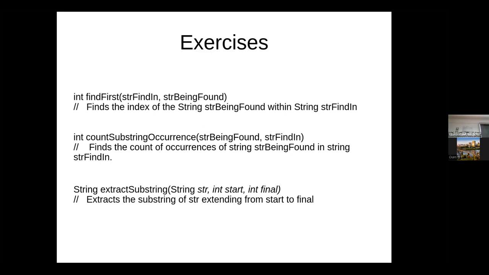This one extracts the substring from this string here, that starts at this index and ends at that index. Okay? Now, what I'd like you to do is to try to create a plausible specification for each of these models. Okay? And I have a piece of paper, you can write it down.